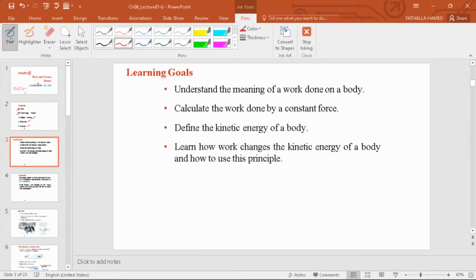As usual, in every lecture, we have learning goals. And the learning goals for today's lecture, the first one, understand the meaning of a work done on a body. The second, calculate the work done by a constant force. The third, define the kinetic energy of a body. And last, learn how work changes the kinetic energy of a body and how to use this principle.